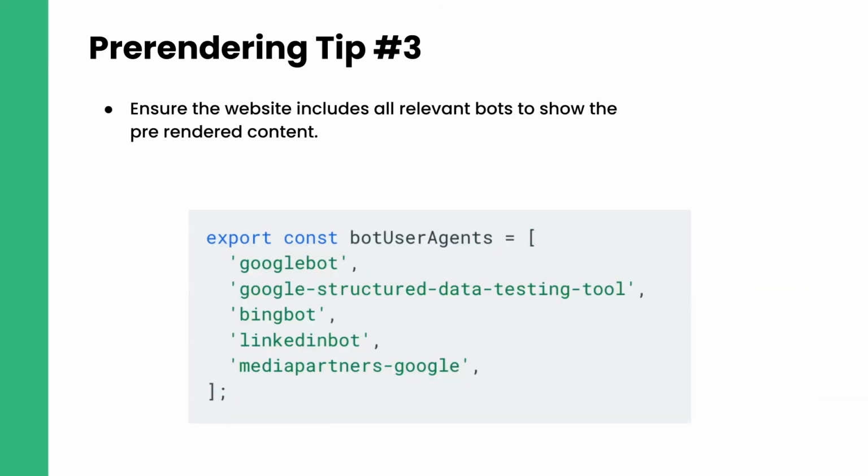The next tip is to make sure that if you do serve bots this pre-rendered HTML, you include not just Googlebot, but all of the search engines, even the LinkedIn bot. Go and build a big list of all of those and get all of them to see that stuff.